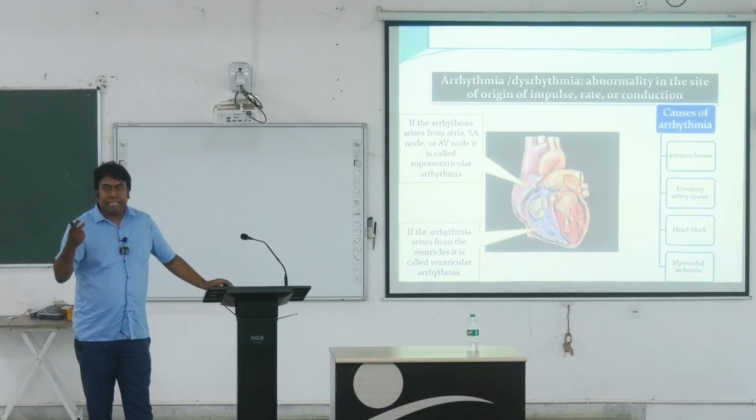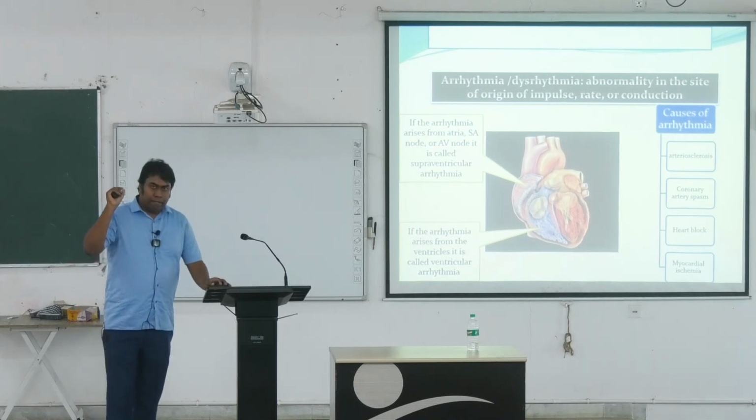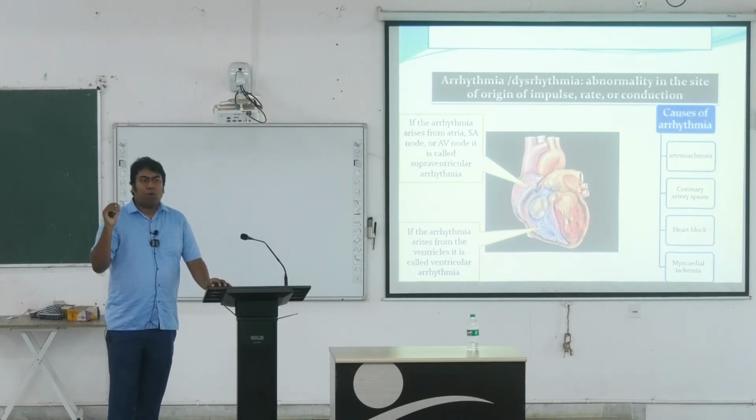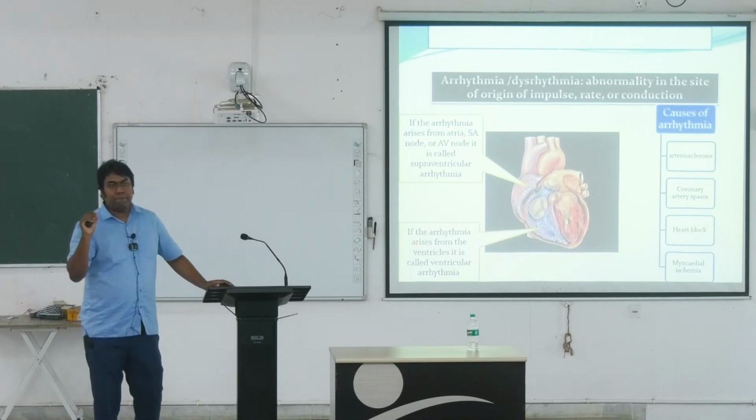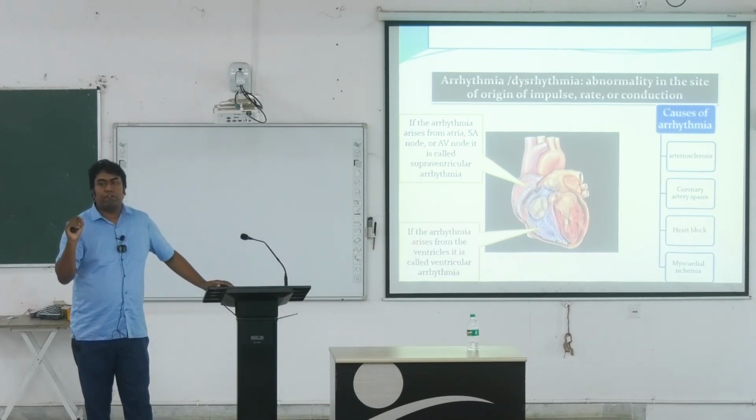If there is an increased number of impulses generated, what happens? The cardiac output will be less, because if the left ventricle contracts 130 times in a minute, it will not be able to produce adequate cardiac output.